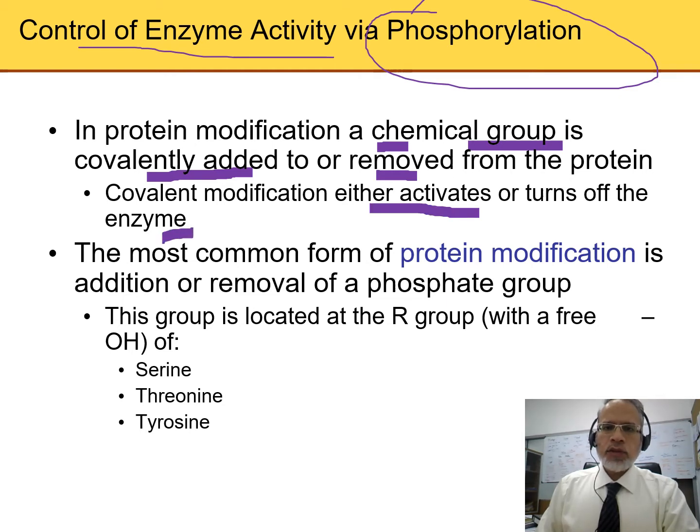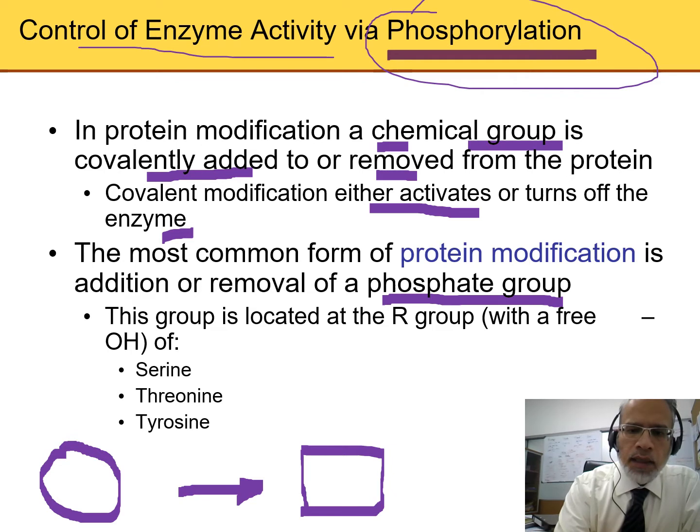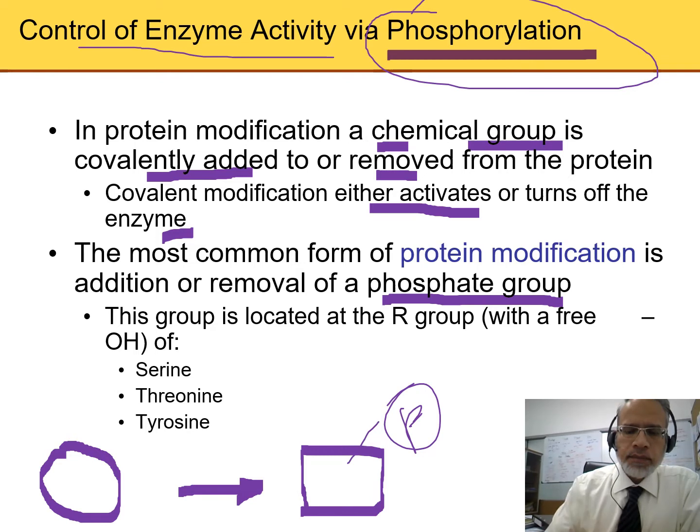And again, the most common modification is called phosphorylation, where a phosphate group is added to the protein. So you have a protein, for example, like this, and something happens to it and it changes its conformation. It becomes a different conformation, and this is because a phosphate group is added to it. The addition of a phosphate group is an example of covalent modification.